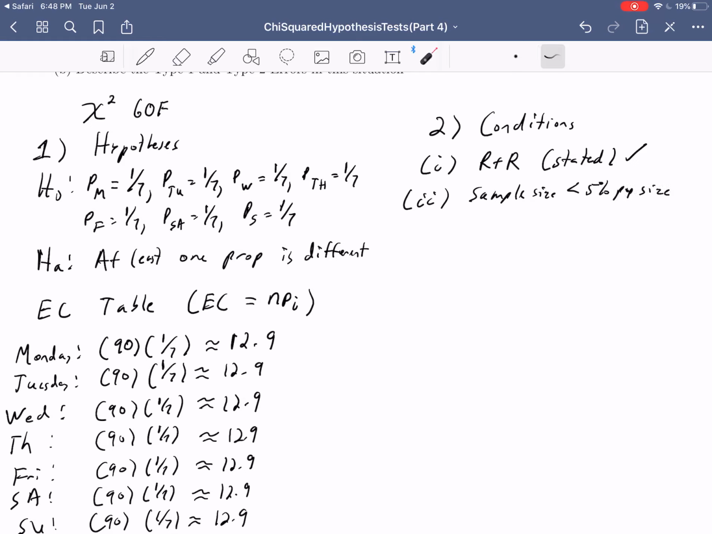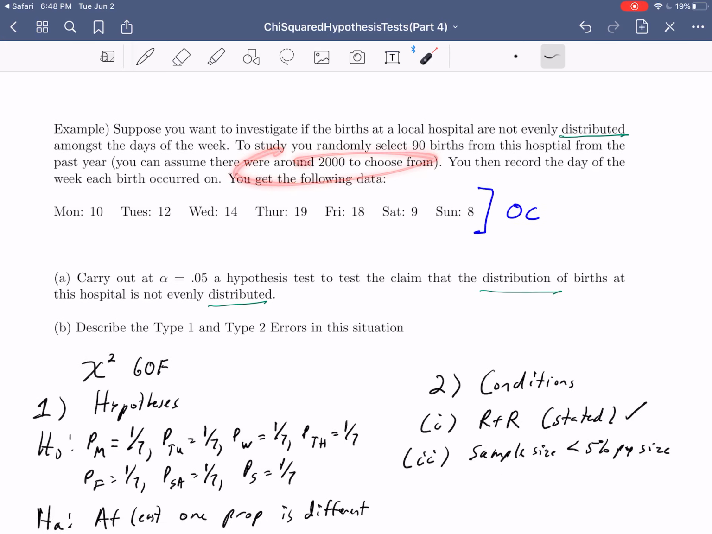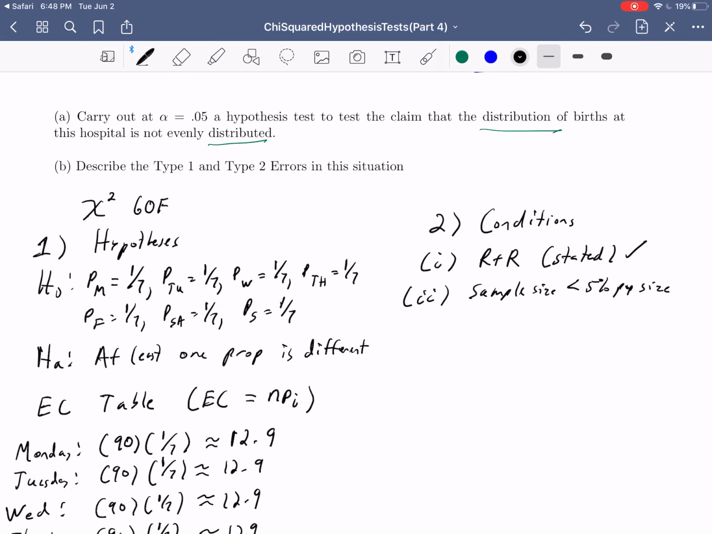Well, do we know the sample size? It was 90 here. Do we know the population size? Well, we were told that there were about 2,000 births to choose from, so we can actually check this. n equals 90. Is that really less than 0.05 times 2,000? Well, that is 100. 90 is less than 100, so we're all good.